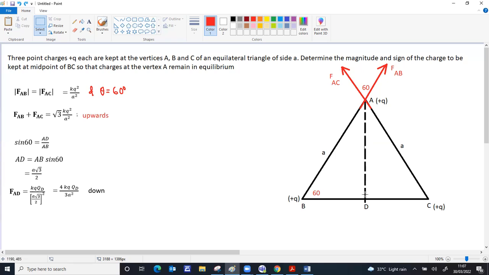Force to be downward with this positive charge, the charge at D has to be a negative charge. So we got the sign of the charge at D. The sign of the charge at D has to be negative, so that the other two repulsions are cancelled by an attraction downward. So D has to be negative.